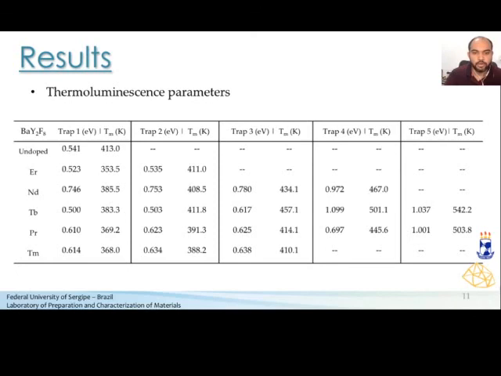Here is a table comparing the kinetic parameters obtained for all samples. Note that the host peak at around this temperature changes the activation energy slightly for neodymium, praseodymium, and thulium. The activation energy is almost the same for terbium and erbium, especially for erbium, the unique doped sample in which the host peak is not overlaid by the new peaks.